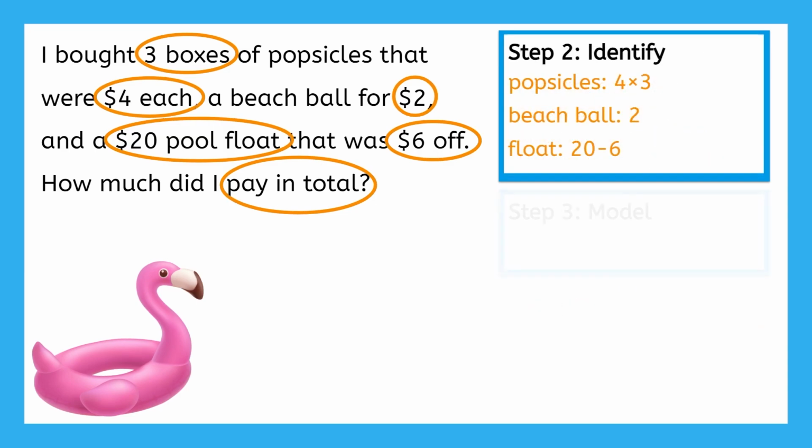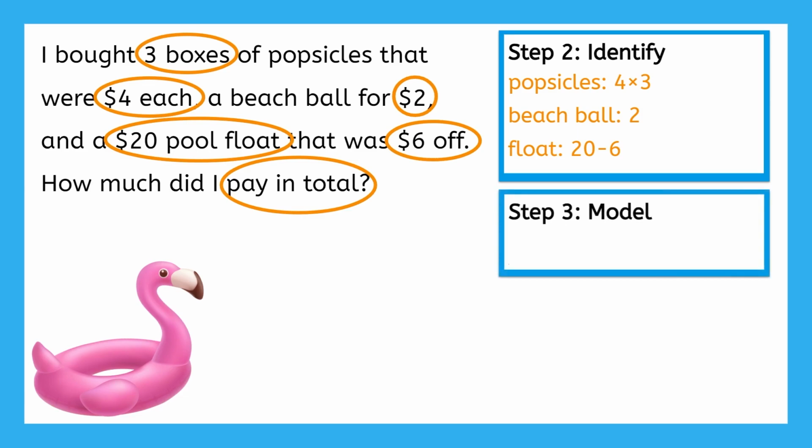Next, step 3. Model the problem as an algebraic expression. The cost of the popsicles is represented by 4 times 3. The beach ball was $2, and the cost of the float is represented by 20 minus 6. Grouping symbols, like the parentheses used here, help us to signify that certain parts of the expression should be chunked together. To get the total cost, we'll need to add up the prices of each of the items, so our expression will read the quantity of 4 times 3 plus 2 plus the quantity of 20 minus 6.